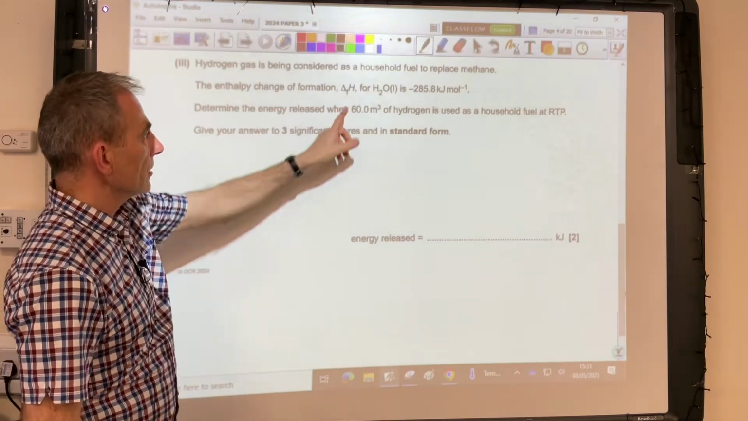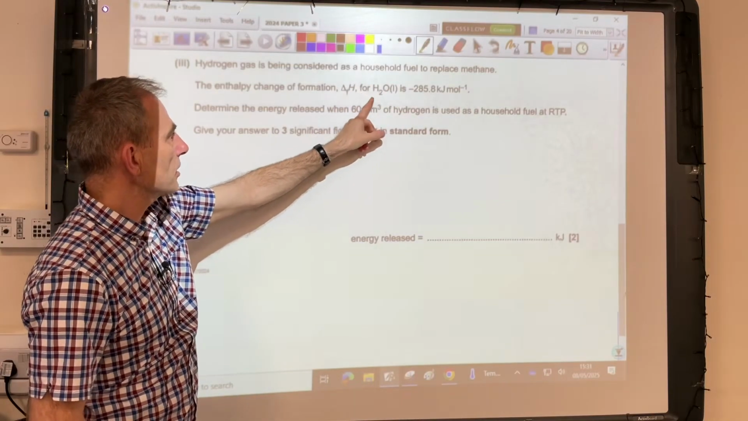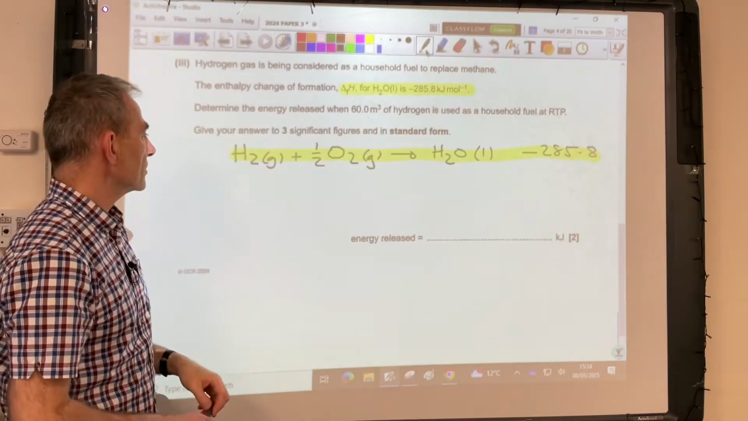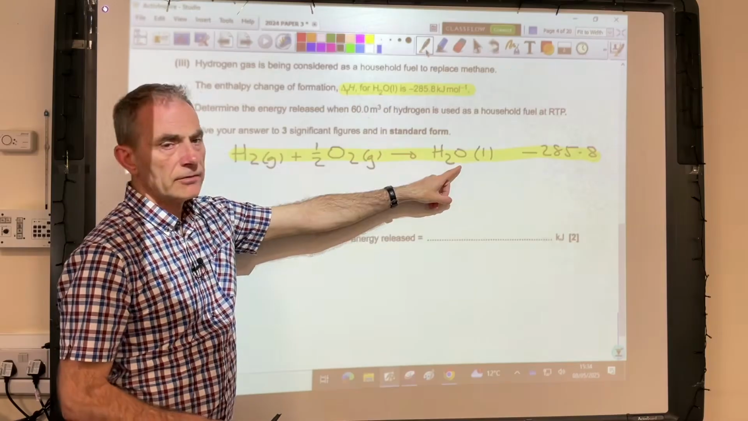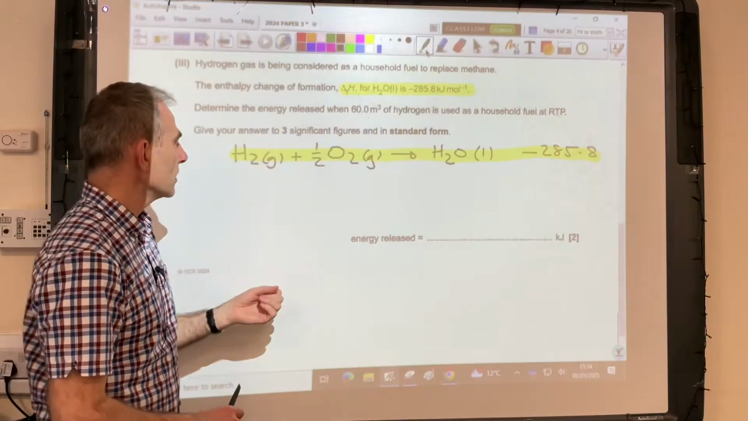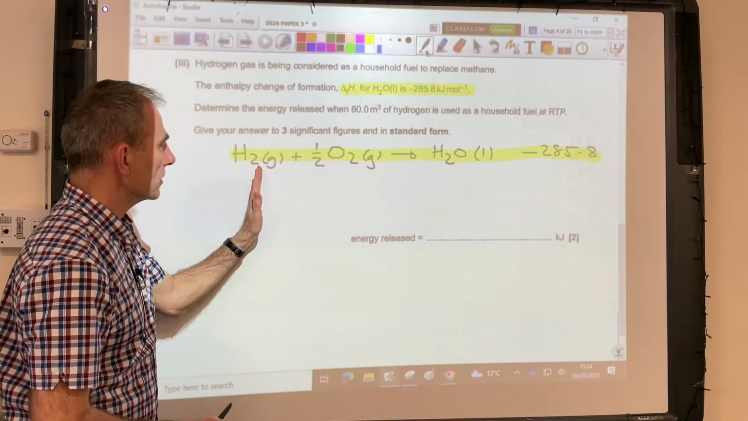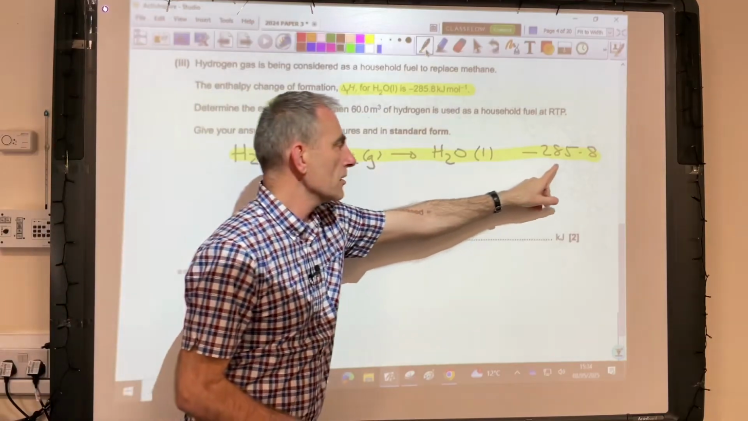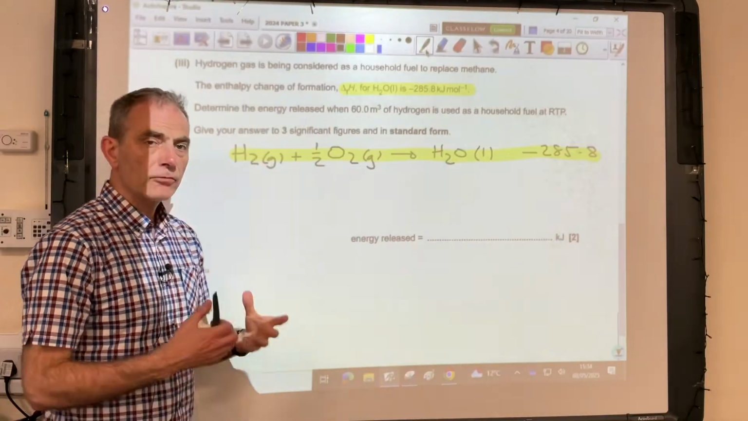The first thing we need to appreciate is the equation that accompanies this statement here. Delta Hf for H2O liquid is minus 285.8. So there's the equation for the enthalpy change of formation of H2O liquid. Remember, it's the enthalpy change when 1 mole of a compound is formed from its constituent elements. Now, the thing we've got to appreciate here is that this equation is also the enthalpy change of combustion of hydrogen. So when 1 mole of hydrogen is completely combusted, the enthalpy change is that. In other words, 285.8 kilojoules of energy are released.